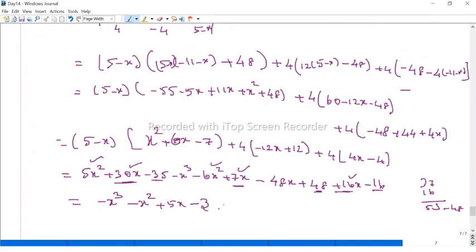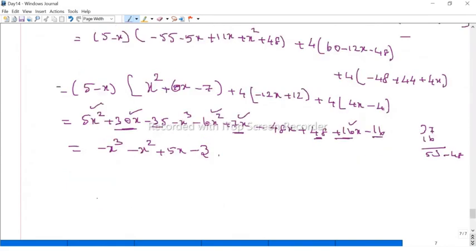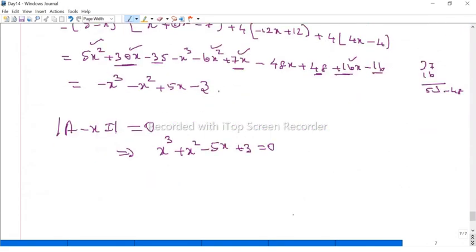Right? So this is the characteristic polynomial. If you take the characteristic equation, this is nothing but the determinant of A minus xI equal to 0. This is the characteristic equation. The roots of this is nothing but, we multiply by minus, therefore x cube plus x square minus 5x plus 3 equal to 0. Now what are the roots? If we substitute x equal to 1, 1 is a root. Therefore, we guess one root, 1 is a root.